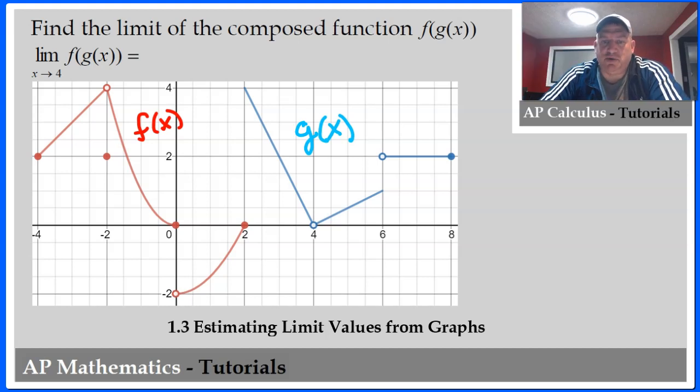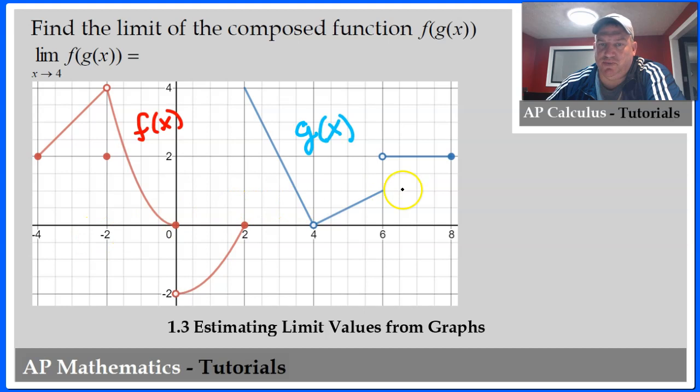Hello calculus students, we're here in section 1.3, estimating limit values from graphs. Here we're going to start off looking at some tricky problems when you have composition of functions. We're trying to find the limit of the composed function f of g of x as x approaches 4. We can't just put g of 4 in. G of 4 does not even exist. So let's look at how we're going to figure out this limit.